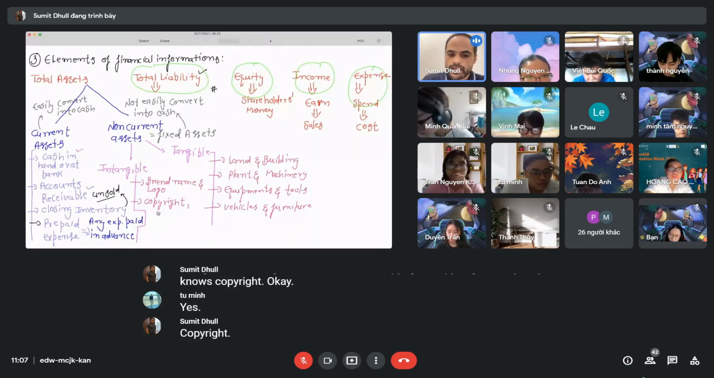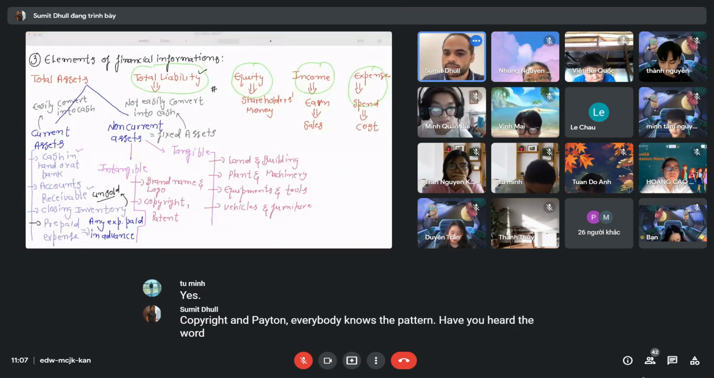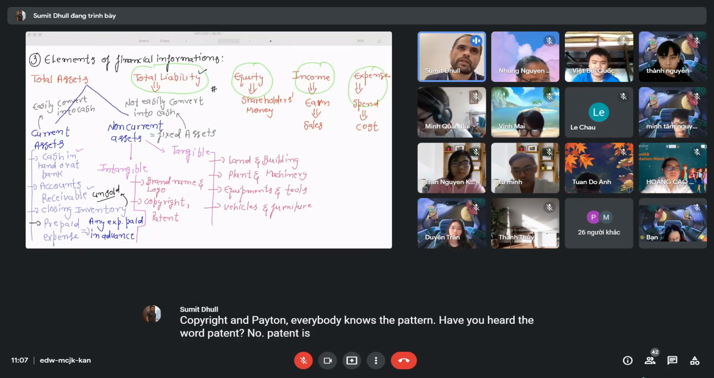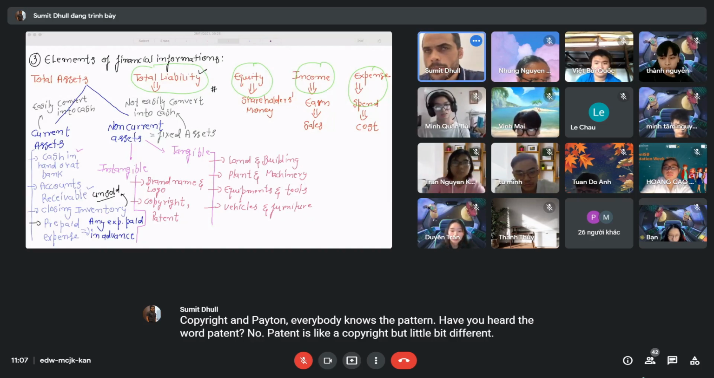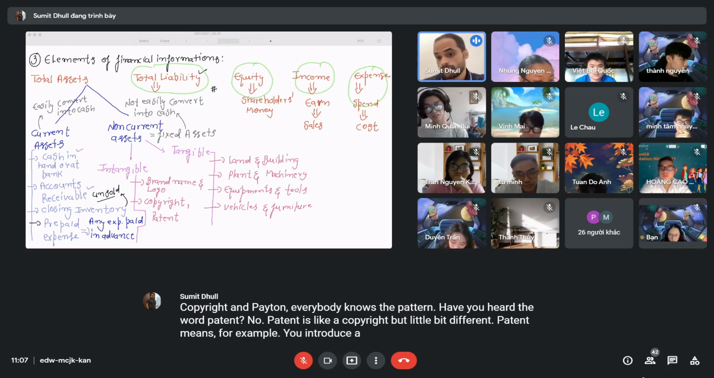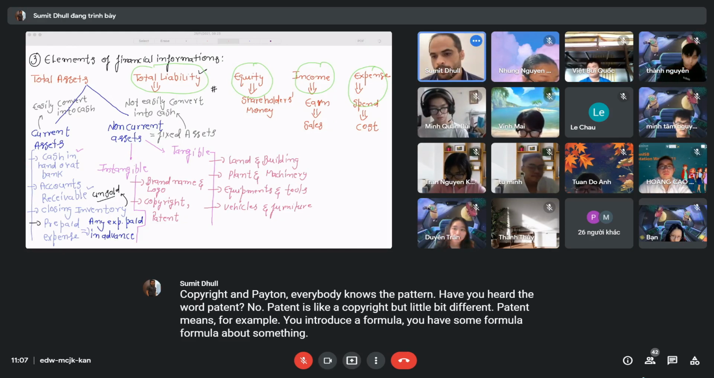Copyright and patent. Everybody knows the patent? Have you heard the word patent? No. Patent is like copyright, but a little bit different. Patent means, for example, you introduce a formula. You have some formula about something.